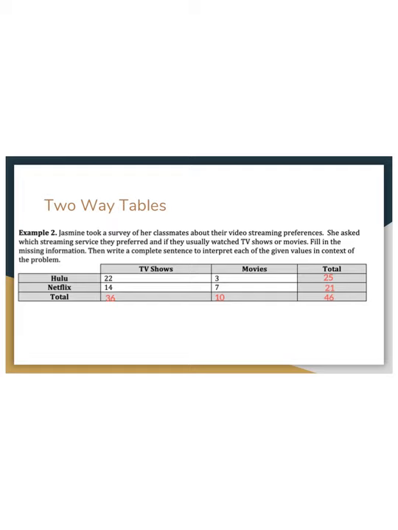And then for the total number of people surveyed, 36 plus 10 is going to be 46, or 25 plus 21 is again 46. So there were 46 different people who were surveyed.